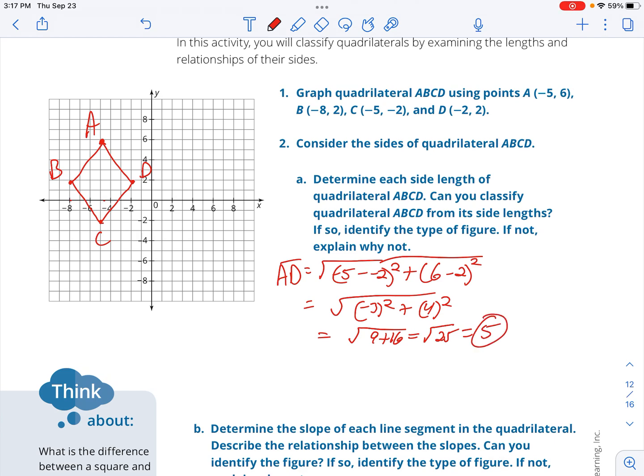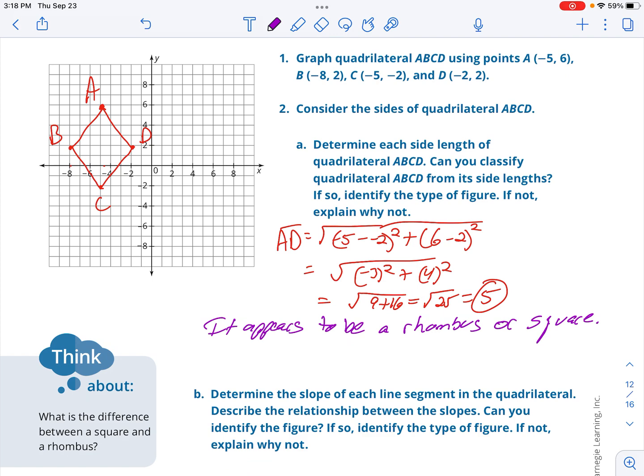Now, I had already gone through, and you should go through and find me the other 3 side lengths. When you calculate those, the other 3 side lengths will also turn out to be 5s. So every side length is 5. So at the moment, we can say it appears to be a rhombus or square, since all the side lengths turn out to be the same. What's going to separate the rhombus from the square is part B and finding the slopes.